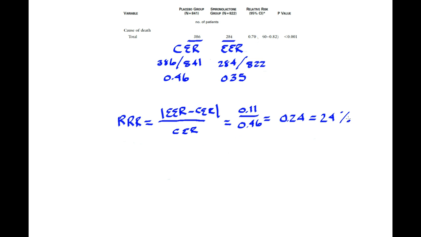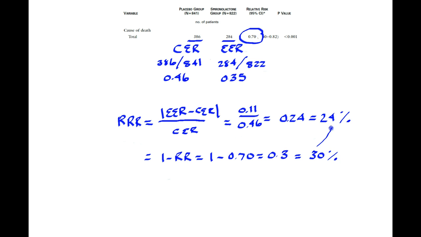Now there's one other way I can calculate a relative risk reduction using the relative risk up here. So 1 minus the relative risk is also the relative risk reduction. So if I just plug that in, it's 1 minus 0.70, which comes out to 0.3, which is 30%.